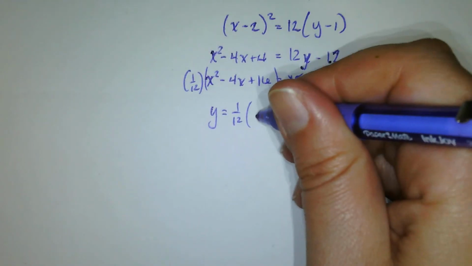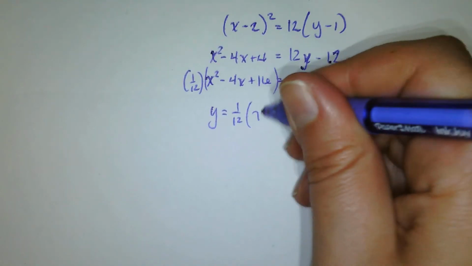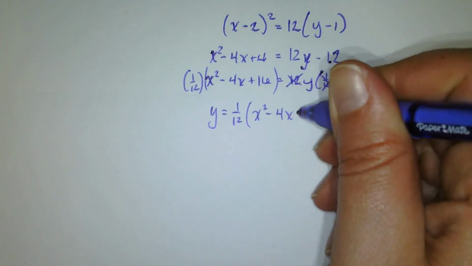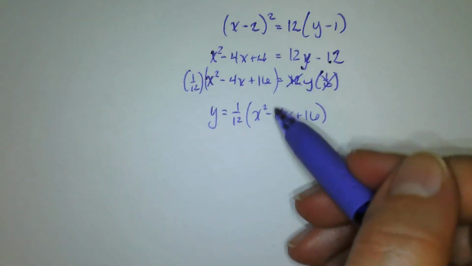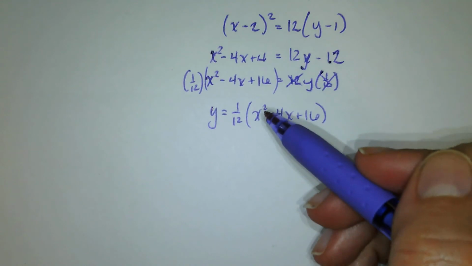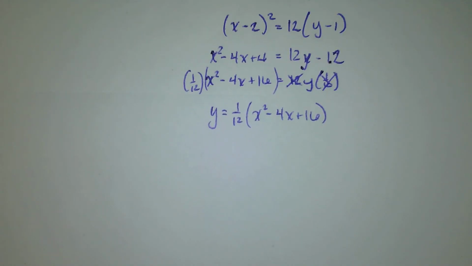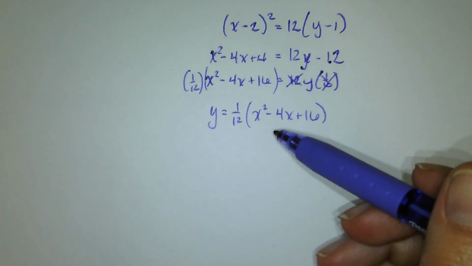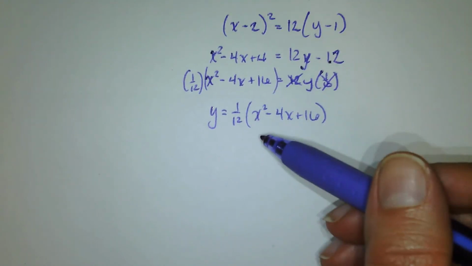And that's just a number. You can multiply it through, or you can leave it like that: (x squared minus 4x plus 16). That's something you're a little more used to seeing, more common for you. So yes, you can put them in this form if you prefer that.